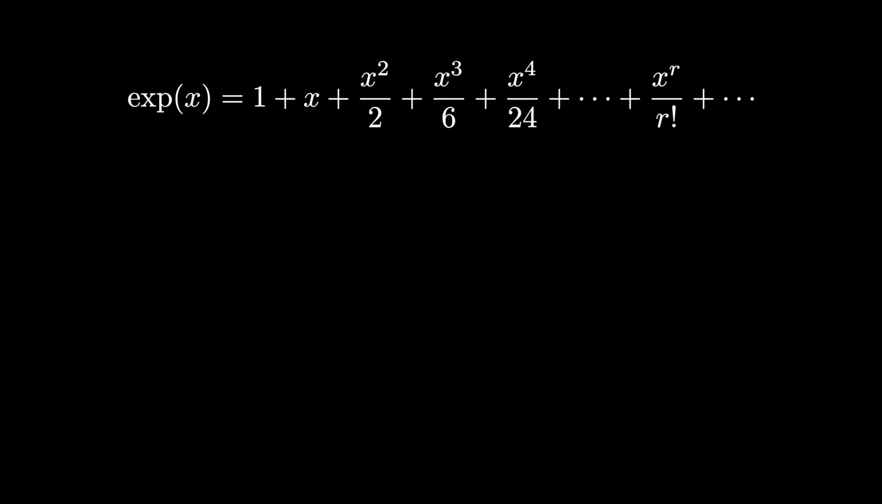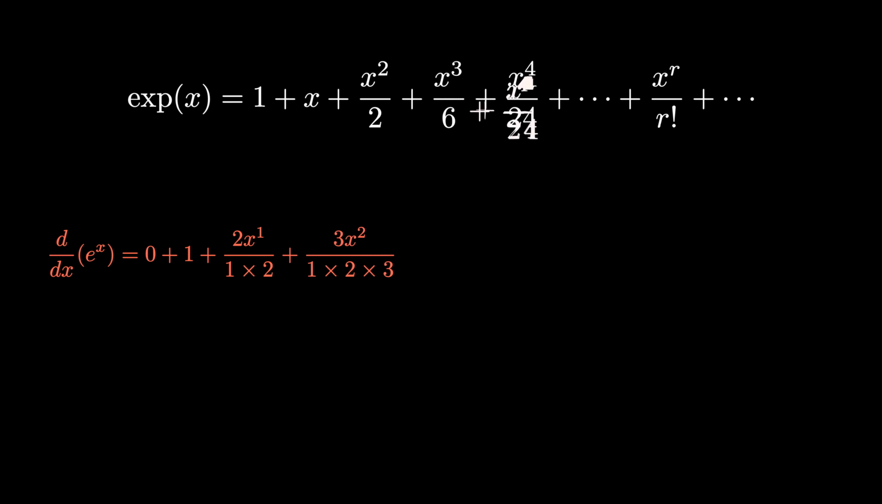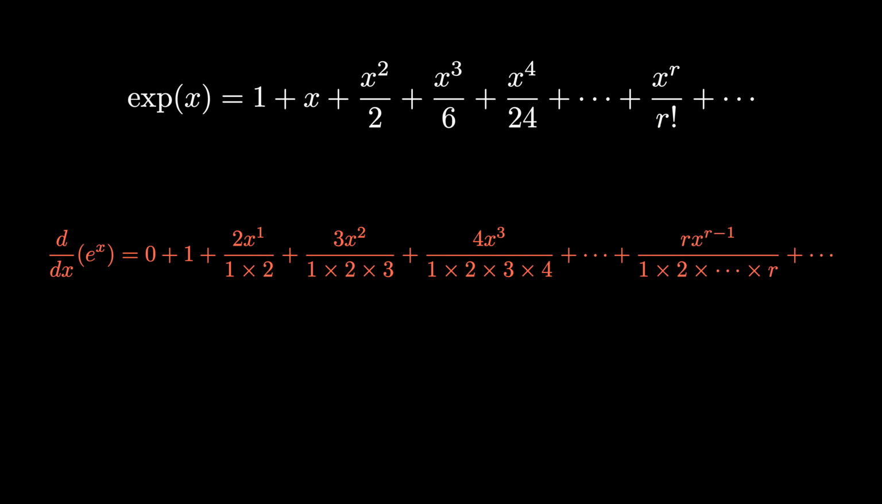So when we have this sequence, we can then take the derivative of e to the power x. And to do that, we simply apply the power and addition rules to the right side. So we take the derivative of 1, which just cancels out to 0. Then the derivative of x is just 1. After that, the derivative of x squared comes down to 2x, x cubed to 3x squared, and x to the power 4 to 4x cubed. And as a general term in this sequence, x to the power of r becomes r times x to the power of r minus 1.